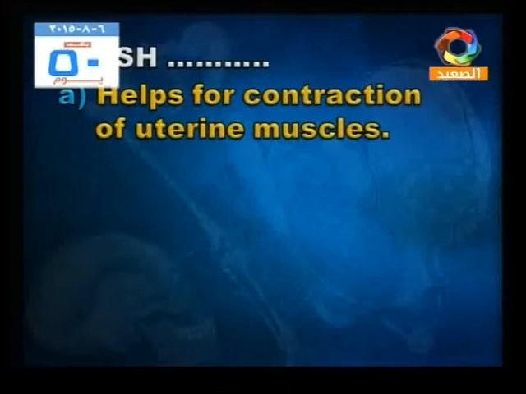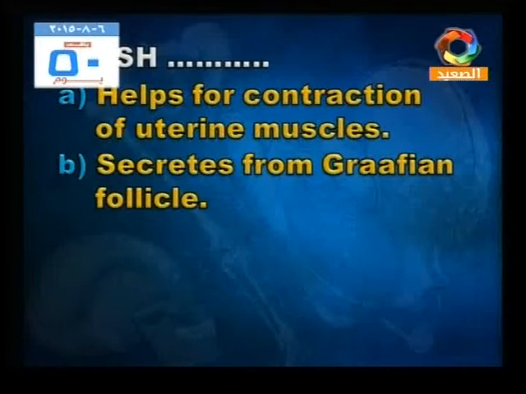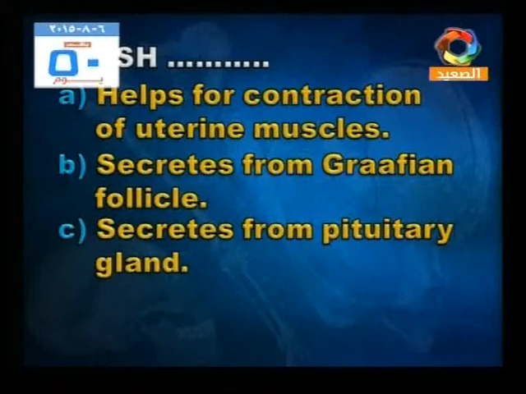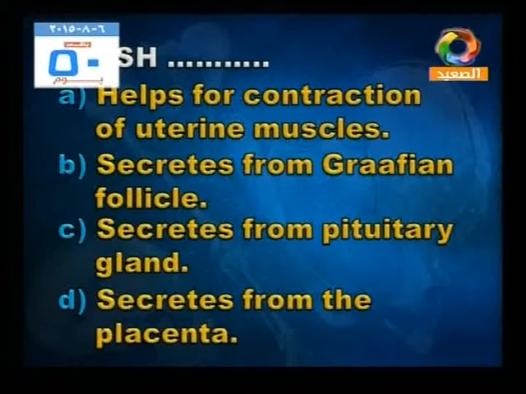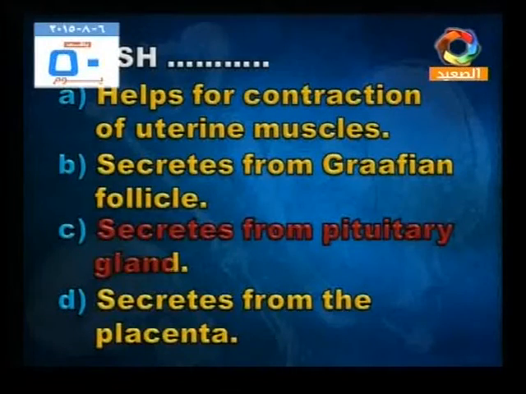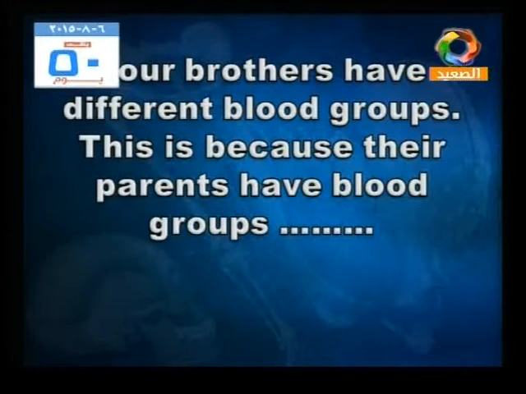FSH: A, helps contraction of uterine muscle; B, secretes from Graafian follicle; C, secretes from pituitary gland; D, secretes from the placenta. It secretes from the pituitary gland.